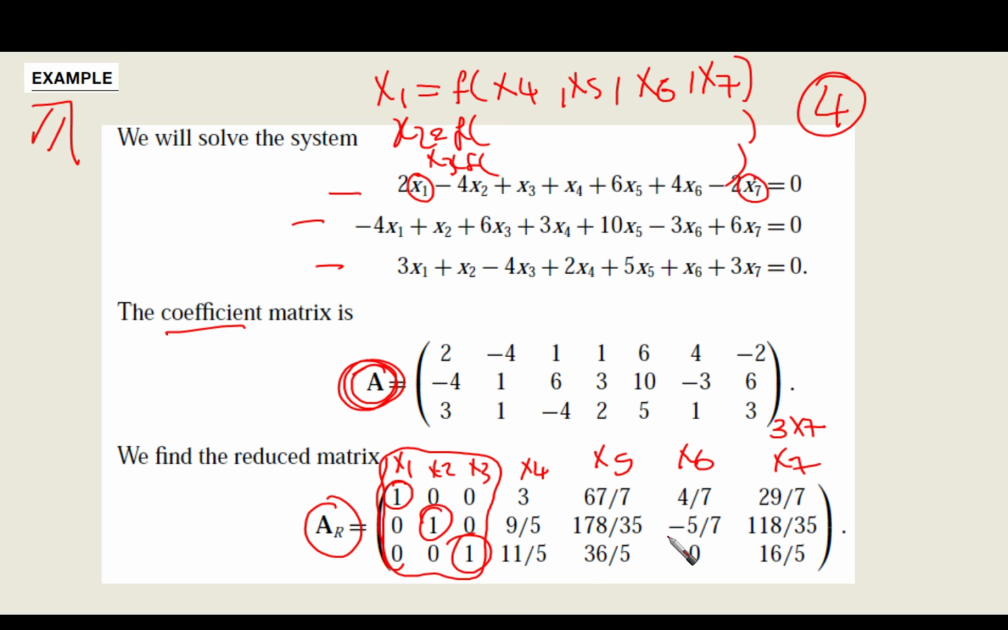Just by inspection, or you can put it like this: m minus the rank of A. So m is the number of columns here, which is 7, minus the rank of A: 1, 2, 3 non-zero rows, so we have 3 here. 7 minus 3 is 4. So this is from the law that we have explained before. Okay.